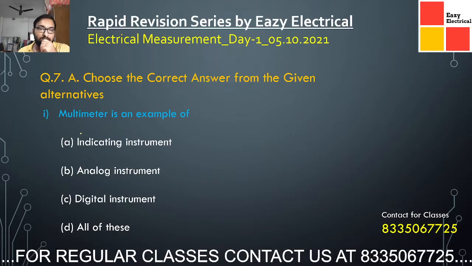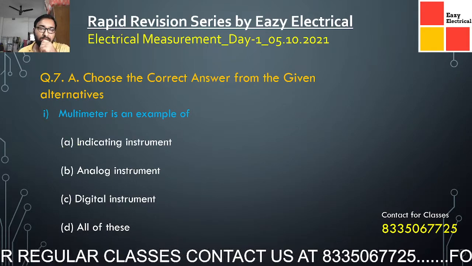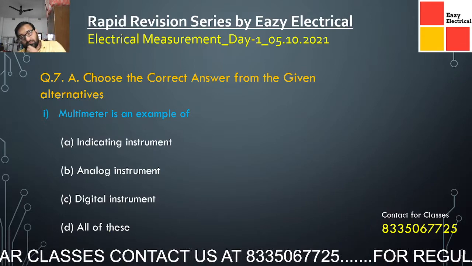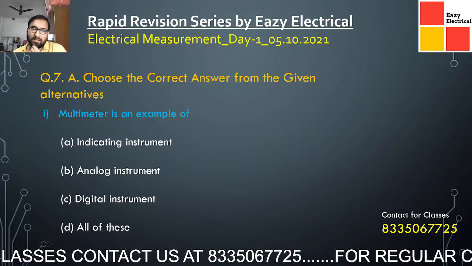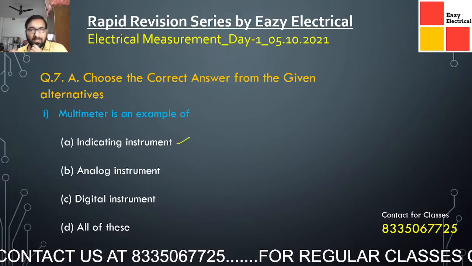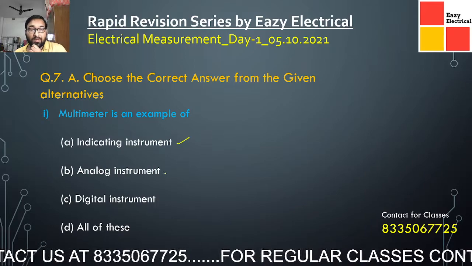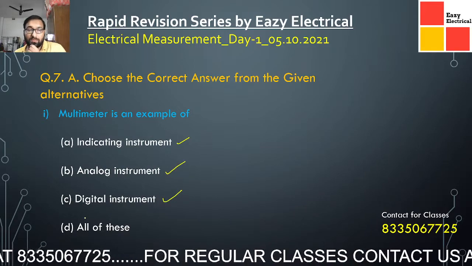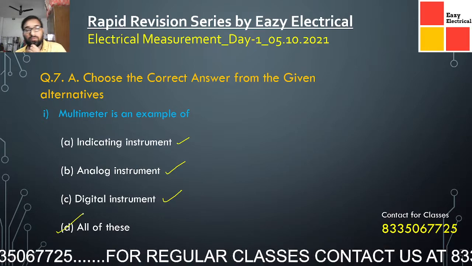Now coming to the next question: a multimeter is an example of an indicating instrument, analog, digital, or all of these. A multimeter is an indicating instrument, that is correct, as we get a value from it. We can also say that analog type multimeters are there, and digital type multimeters are also present. So all of these will be the answer.